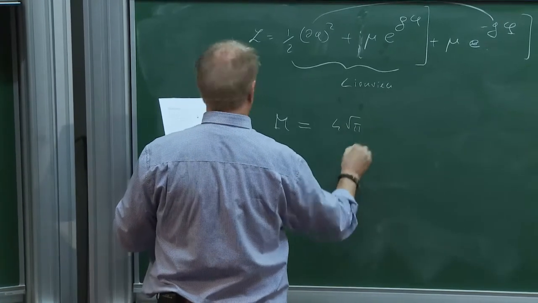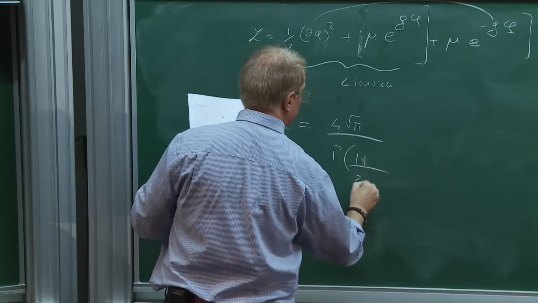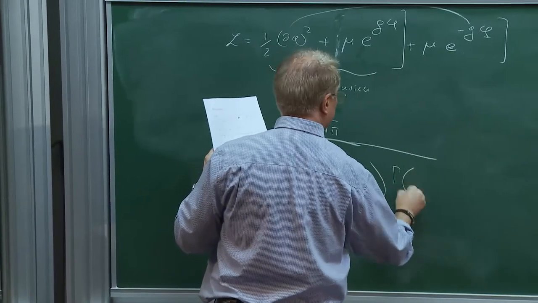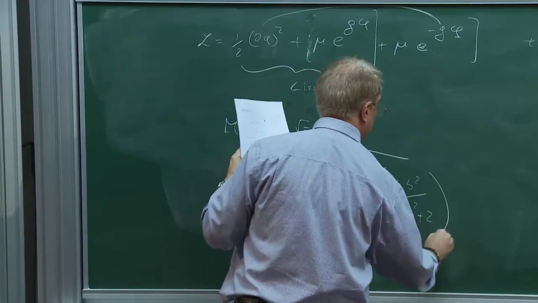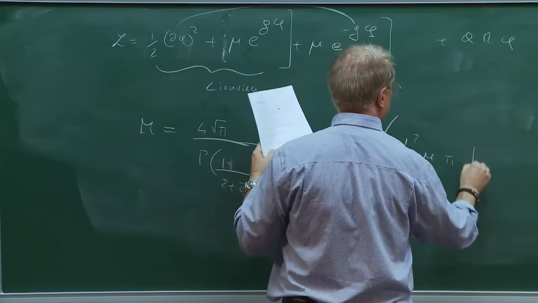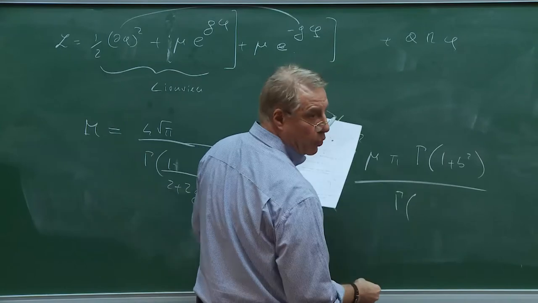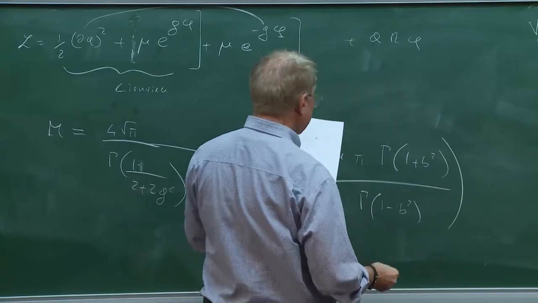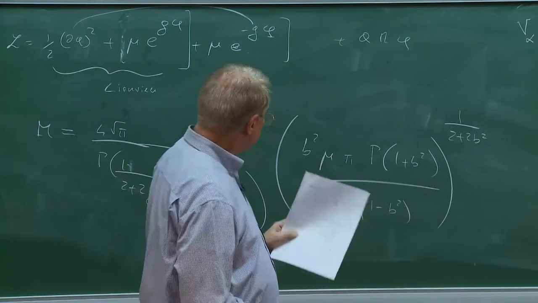It is 4 pi gamma 1 plus 2 plus 2 i g square gamma 1 plus... I cannot do much. You have to be pleased that there exists an exact formula, I mean, to all order. So this is the formula.